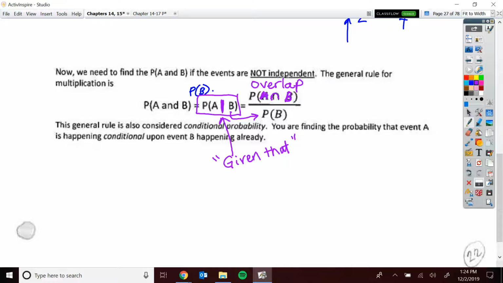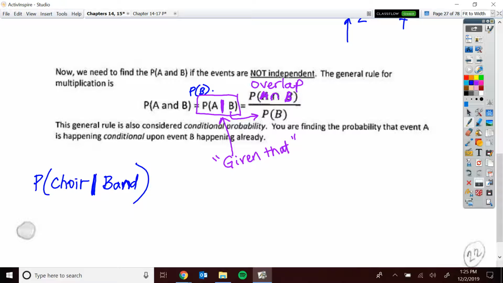So I want to do an example with the choir and the band problem from up above. And so let's do this problem. What is the probability that you are a choir student if you tell me you are in band? So you tell me you're in band, and then I want to know what's the probability that you're in choir?